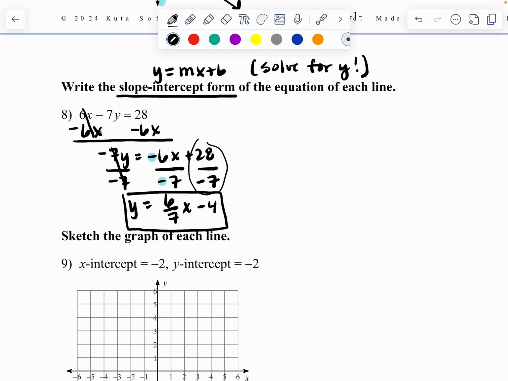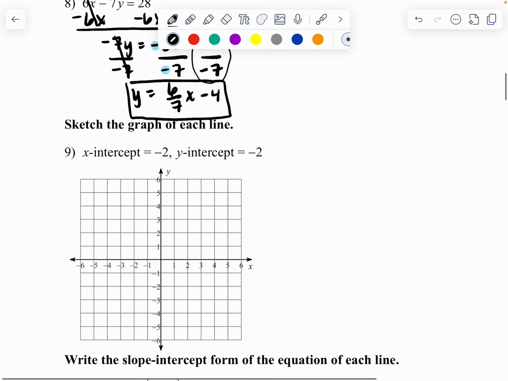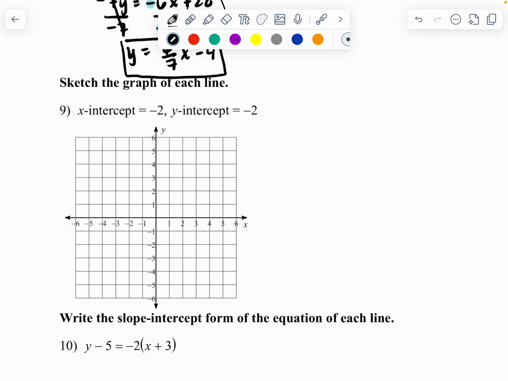All right. You guys, I think number 9 is actually the easiest question on the test. Please don't miss this one, okay? Sketch the graph of a line that has an x-intercept at -2. This means it crosses the x-axis at -2. Let's go and put that on there. Where's the x-axis? Hang on one second. Try that again. So this is your x-axis, right? So it crosses the x-axis at -2.